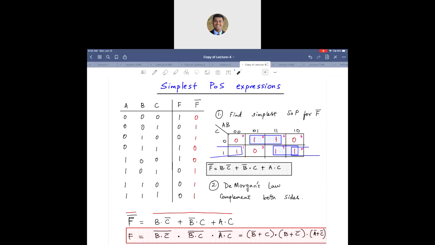So you could directly combine the zeros. And another way of thinking about that is to start out with the simplest SOP for F complement and then apply De Morgan's law. You reach the same answer.